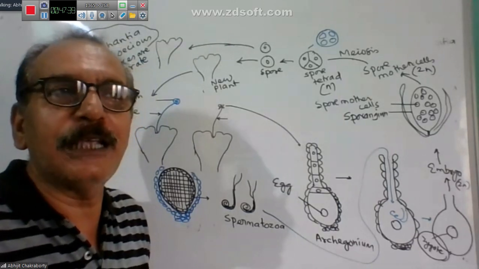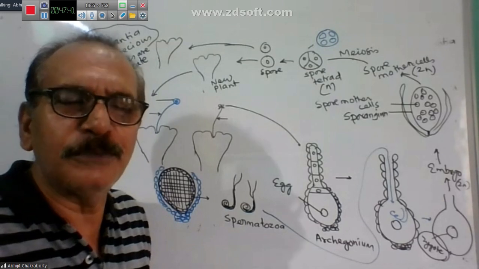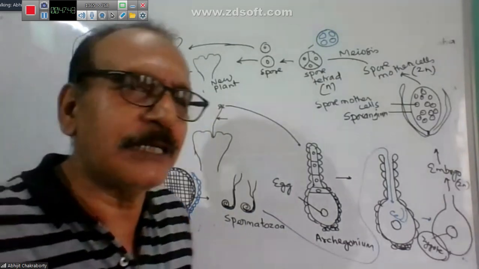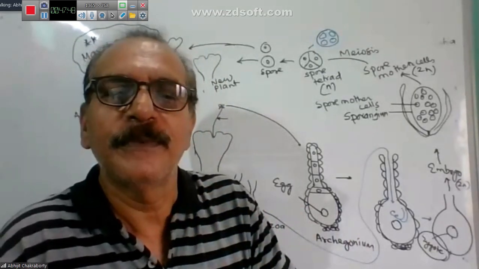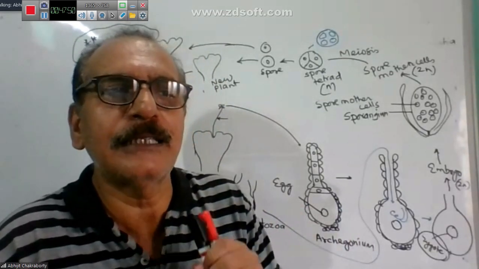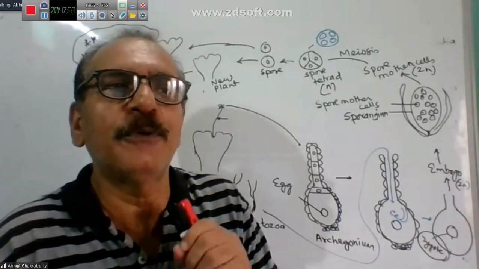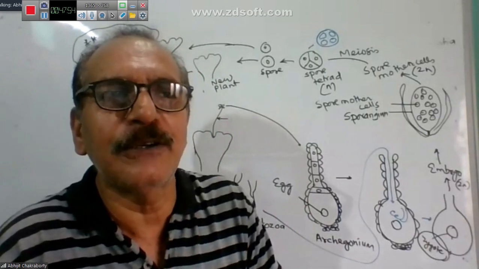And first cell of gametophytic generation is spore. Spore tetrad means spore actually. It's not spore tetrad. Actually, spores are arranged together, so they are the spore. First cell of gametophytic generation, spore. First cell of sporophytic generation or diploid generation, zygote.